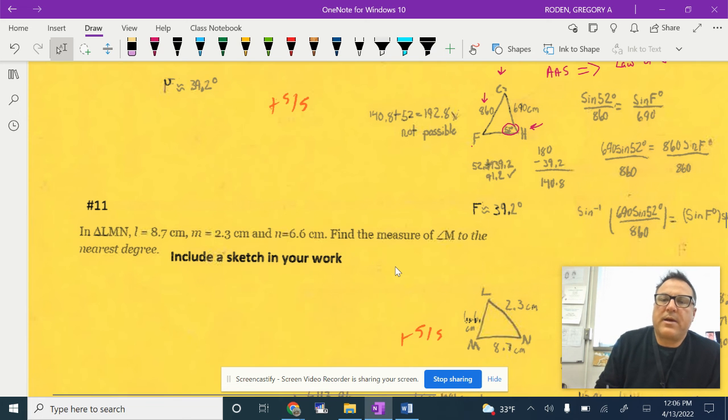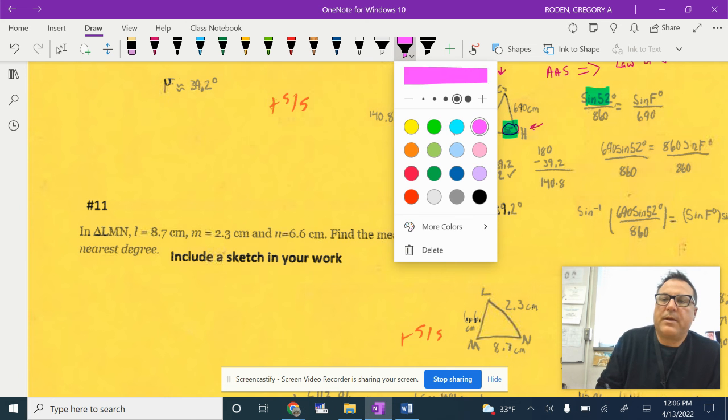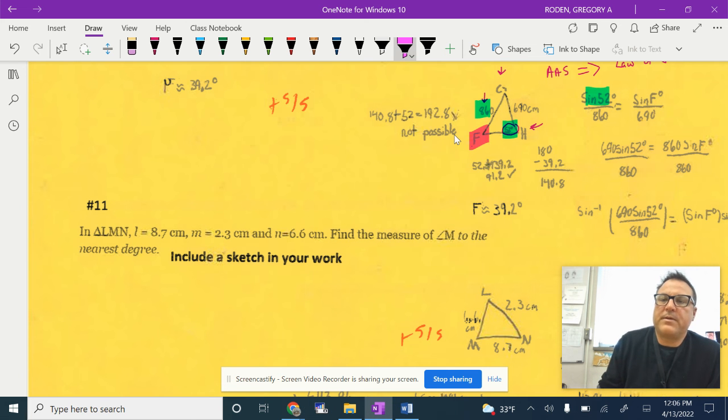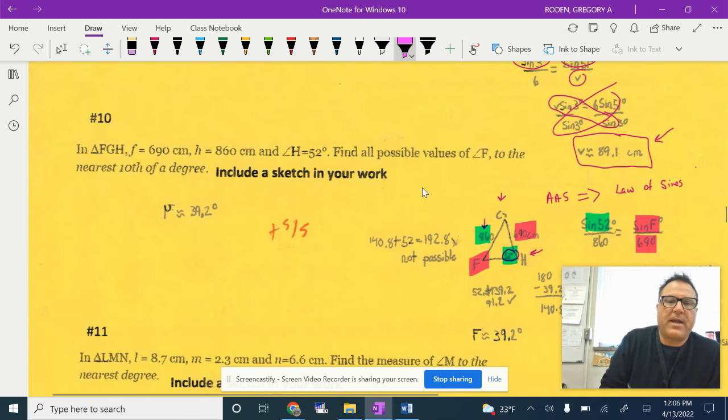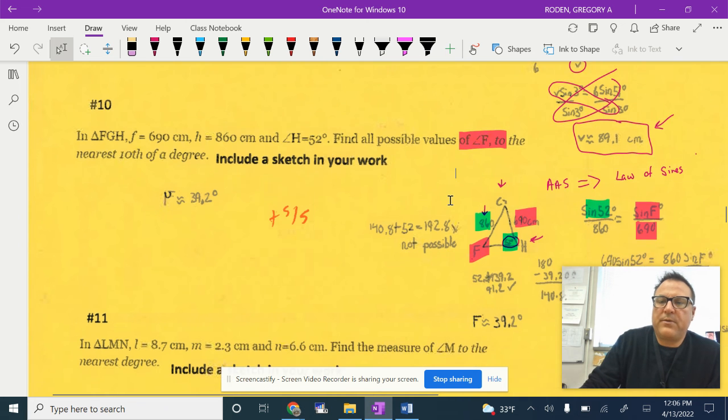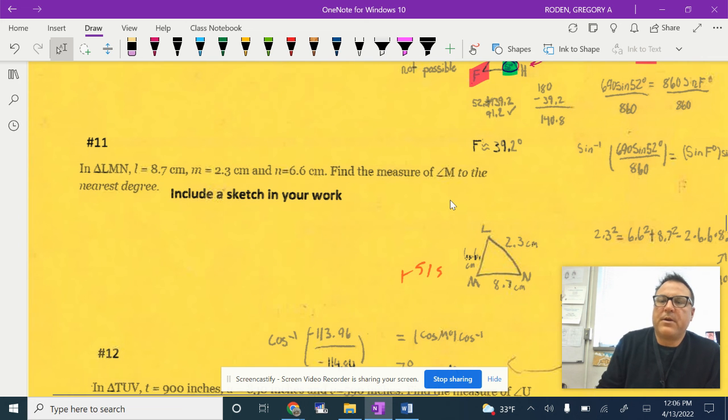We say sine of 52 degrees over 860 equals sine of F degrees over 690. And then you just do the math. On this one, since we're finding an angle, remember they want us to find the measure of angle F, we're going to use inverse sine in our final answer. That's a key thing because you're finding an angle. You have to take your inverse sine after you cross multiply and divide.